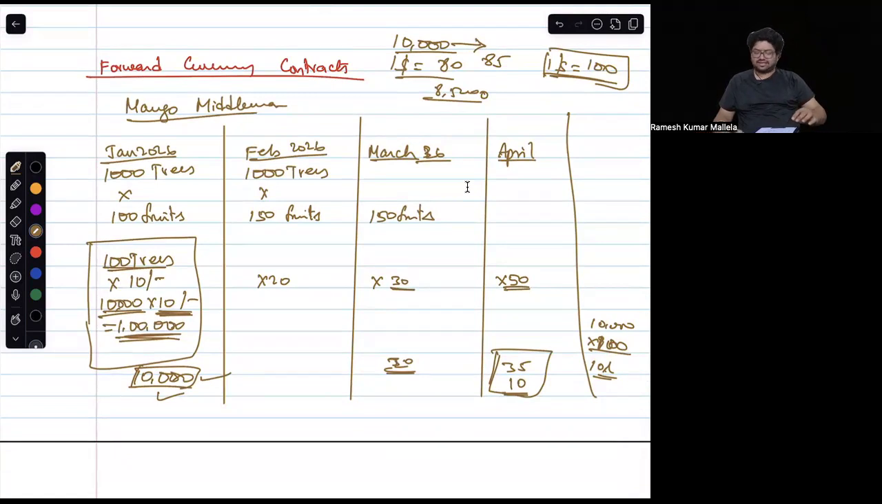So these are the two types of transactions you see in forward foreign currency transactions. Problems in this we will do in tomorrow's session. Any doubts in this? No doubts.